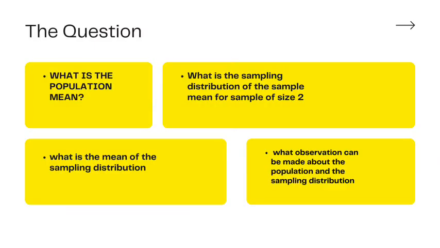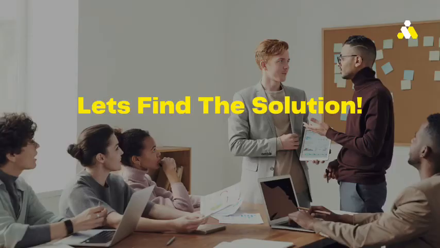And the question is, first, what is the population mean? Second, what is the sampling distribution of the sample mean for samples of size 2? Third, what is the mean of the sampling distribution? And fourth, what observation can be made about the population and the sampling distribution? So let's find the solution.